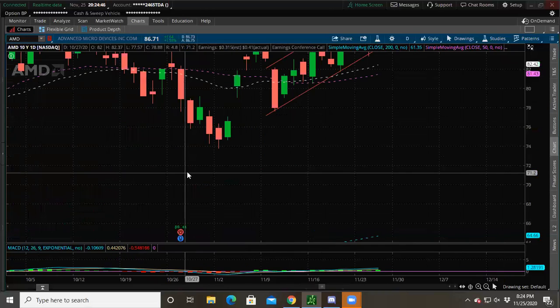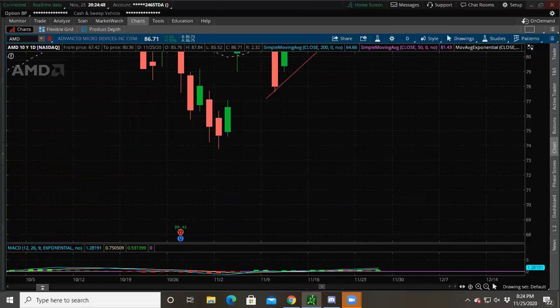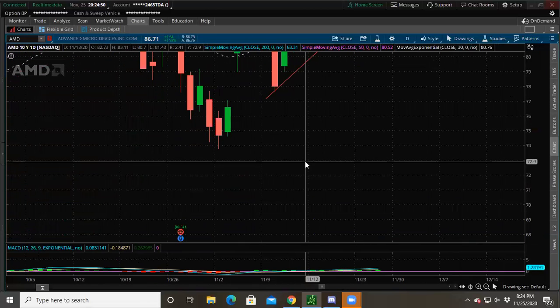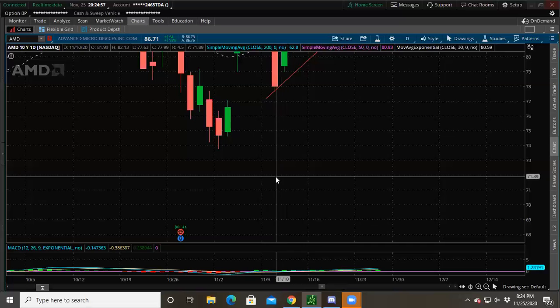Another thing I want to show you guys is daily candle formations. This is key for looking at reversals. So many people want to grab the falling knife, want to catch the falling knife while it's falling, and they screw up.